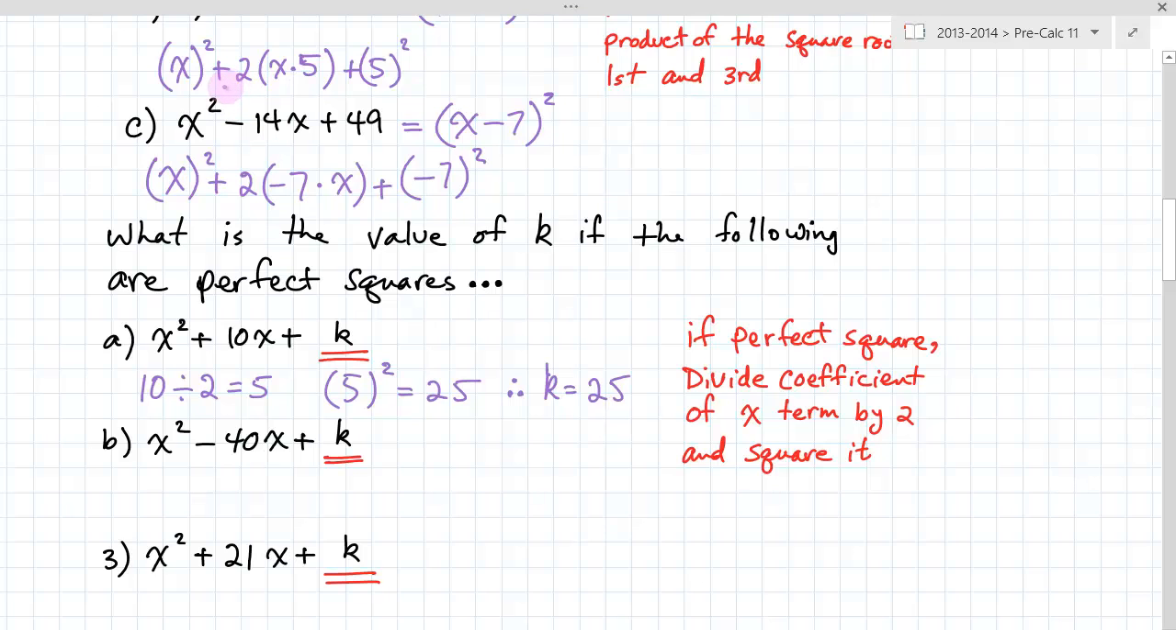So if I divide it by 2, I'll be fine. So I'm going to do the same thing for this guy. Negative 40 divided by 2 is equal to negative 20. I'm going to take negative 20. Notice that I'm very careful not to forget the negative, all of that stuff, right? I'm going to square it. That's equal to 400. Therefore, k is equal to 400. You guys do part C.